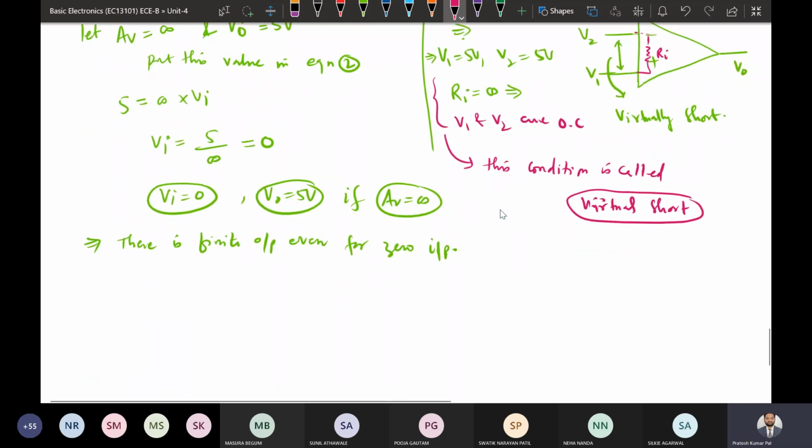That means if it is 5 volt, both will be 5 volt. If one is 0 volt, the other will also be 0 volt, or if one is 10 volt, the other will also be 10 volt. So this is called virtually short. Both the input terminals are virtually short if the operational amplifier is an ideal operational amplifier.